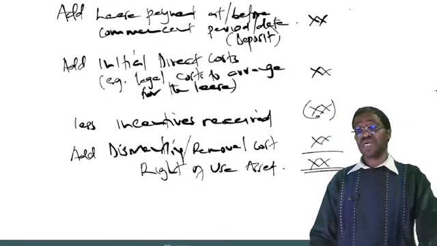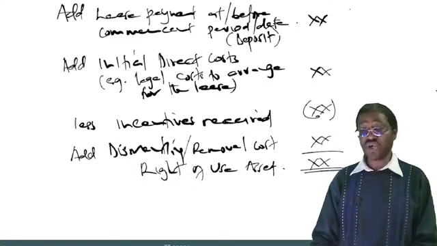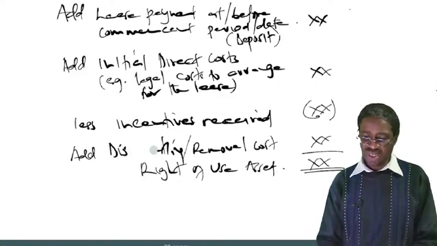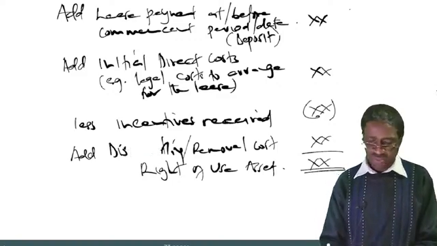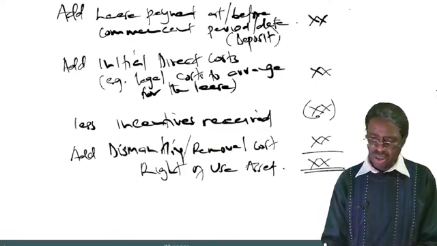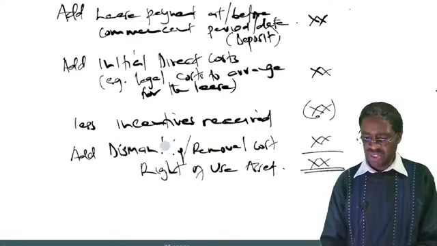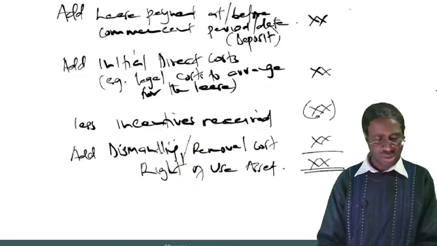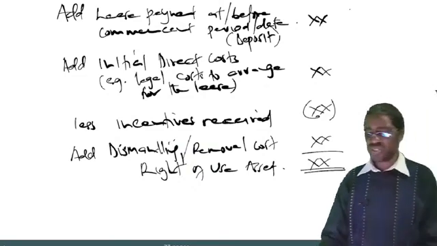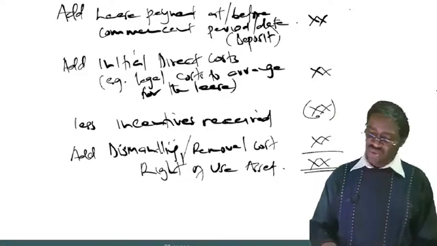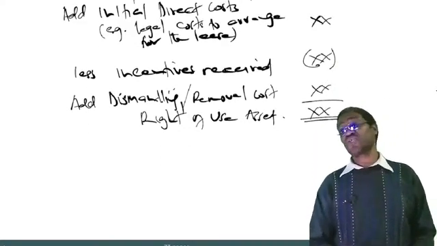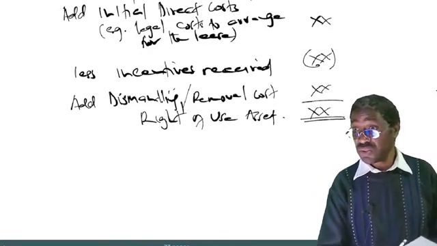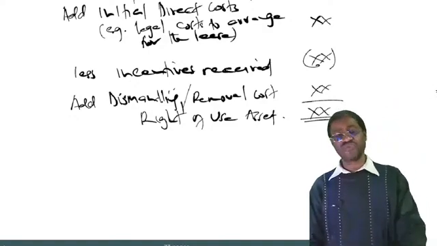And finally, add dismantling costs, or what we call removal costs. Whatever you get as the total down there, that's what you now use as the right of use.